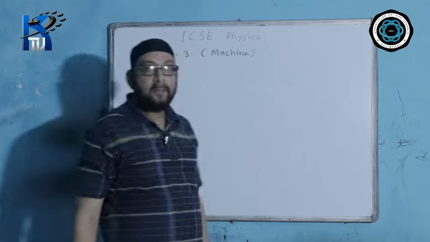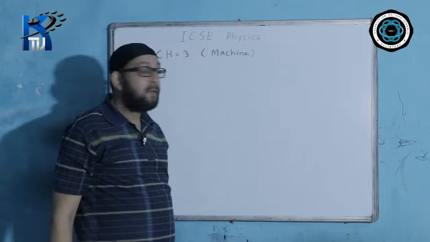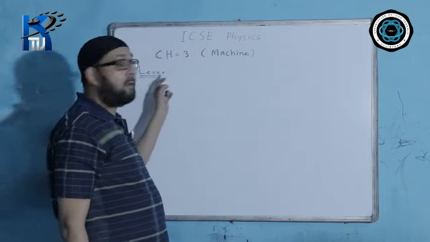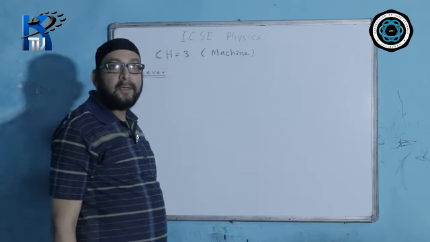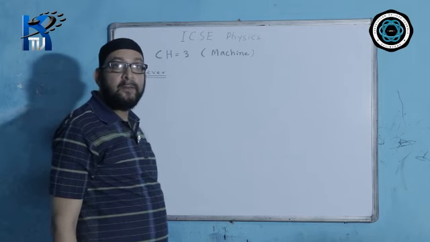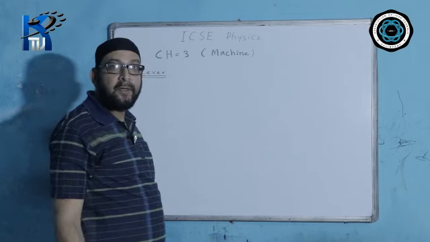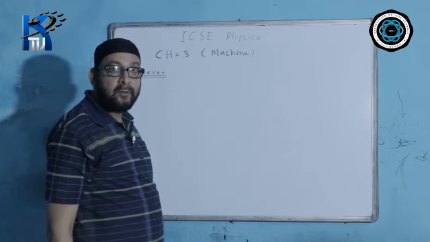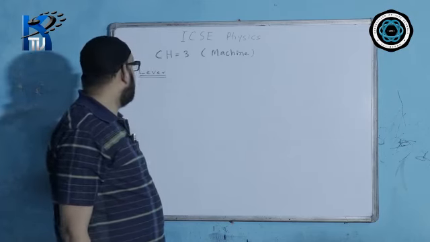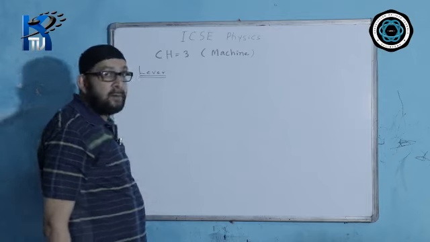My dear students, our today's topic is lever of the same chapter, machine. Last time I discussed the machine, the principle of machine, and then various factors, various ratios like mechanical advantage, velocity ratio and efficiency. So today our topic is lever.